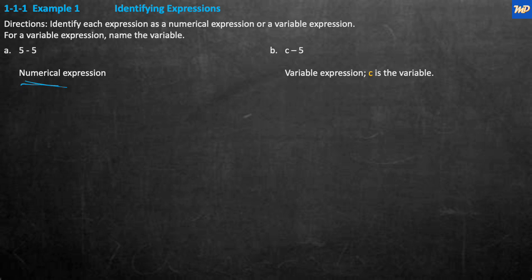For B, it's C minus 5. Is this a variable expression or is this a numerical expression? Well, it's a variable expression because C is the variable name. There it is, C. That's the variable, and we've named it according to our little example here. Okay?